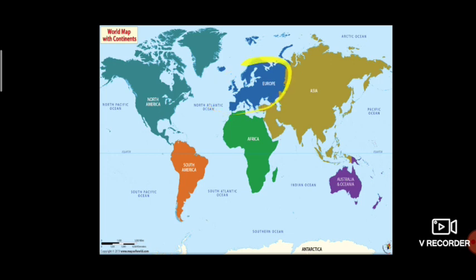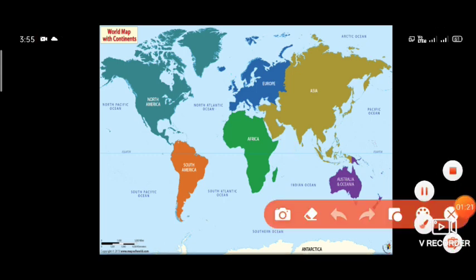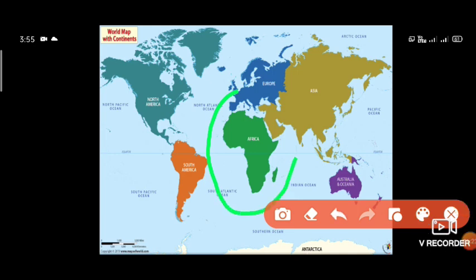Now, to get more profit, European countries started searching for a sea route to enter India. Now who discovered the sea route to India? Your first question. The sea route was discovered by the Portuguese explorer Vasco da Gama in 1498. In 1498, Vasco da Gama discovered the sea route to India.